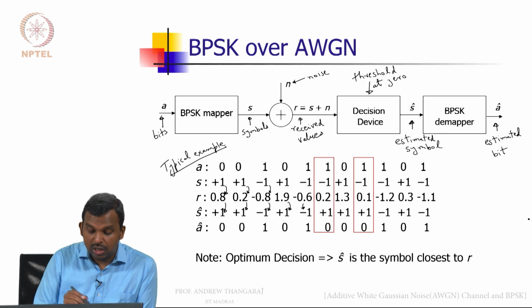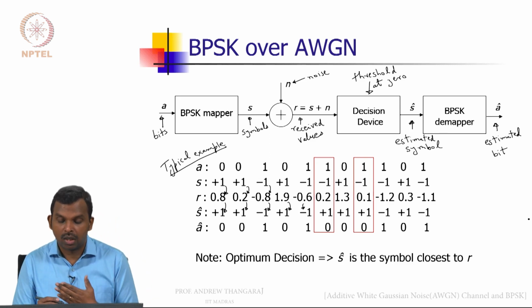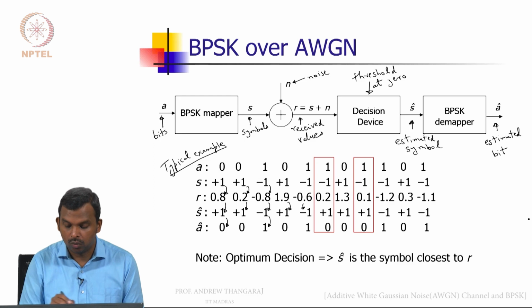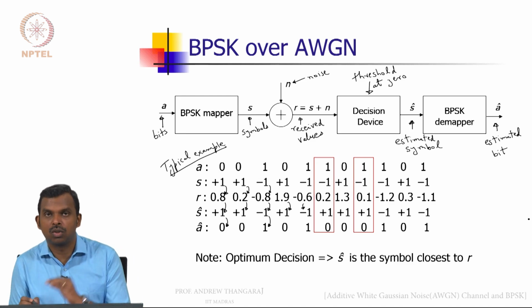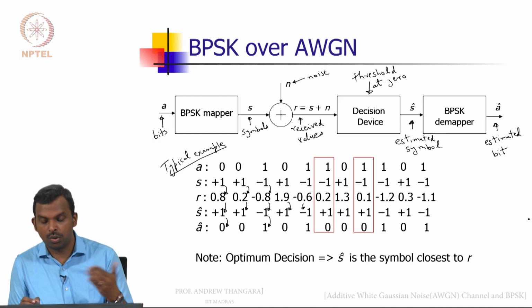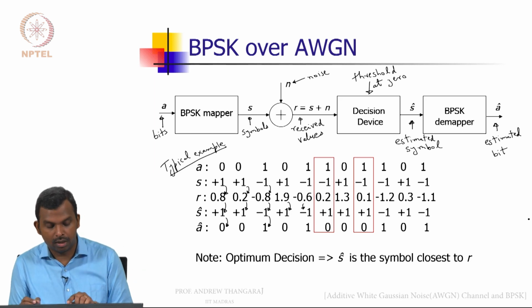And once you have the estimated symbol, going to the estimated bit is very easy. If the symbol is plus 1, you say it is 0. If the symbol is minus 1, you say it is 1. That is it. So, the last part is quite easy because you went from 0 to plus 1. From plus 1, you go to 0. And the other way also, 1 you go to minus 1, so from minus 1 you go back to 1. So, that is what you are doing here in the last part.